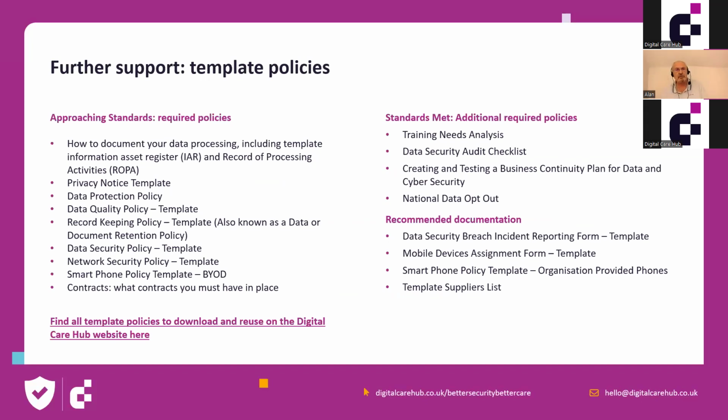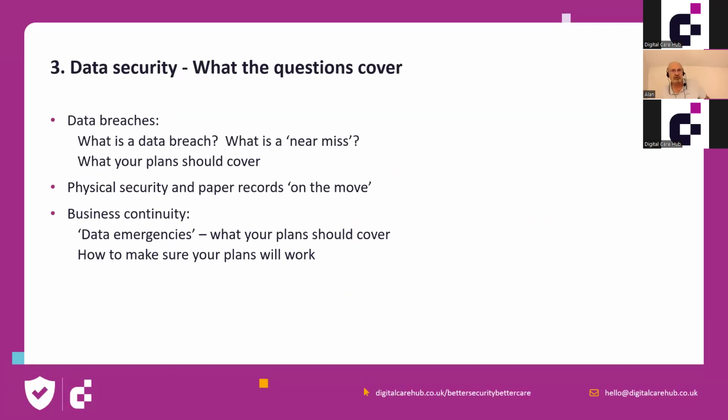So if we then move on to section 3 of the toolkit, what do the questions cover? Data breaches. So we need to be thinking about what is a data breach. We need to be thinking about what is a near miss. And we need to think about what your plan should cover in terms of your business continuity planning, etc. So 3 main areas.